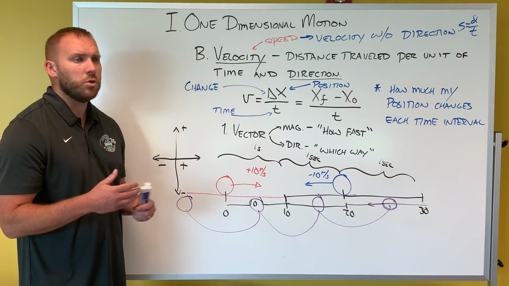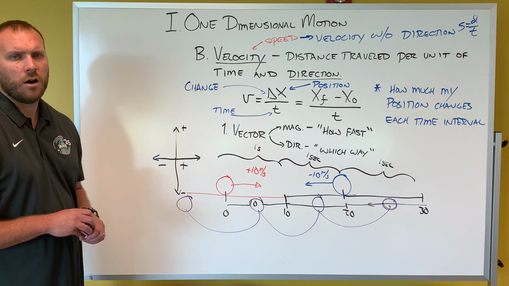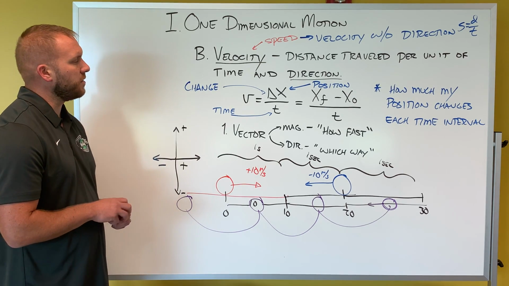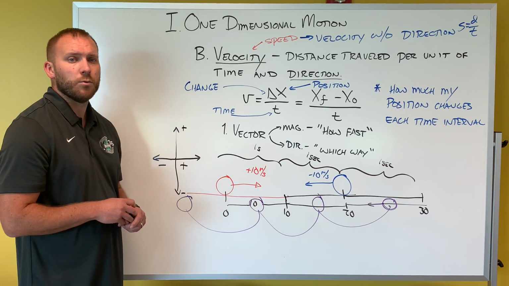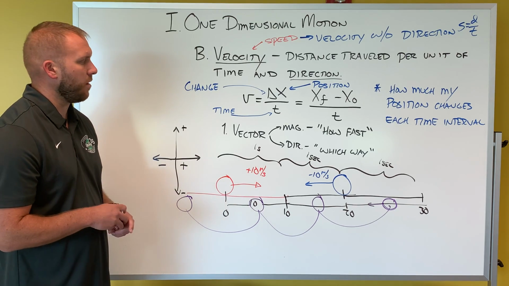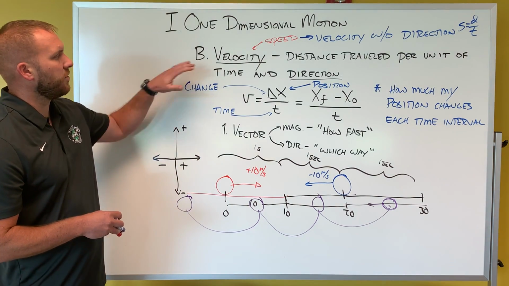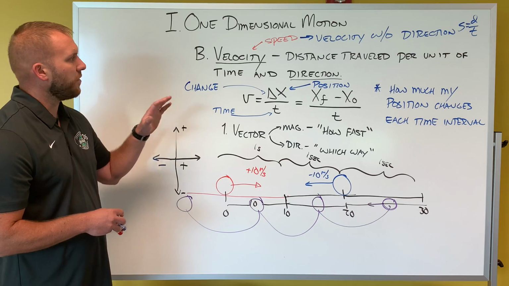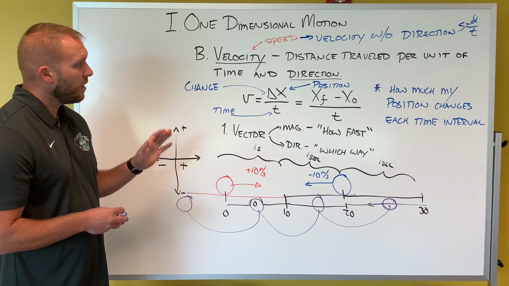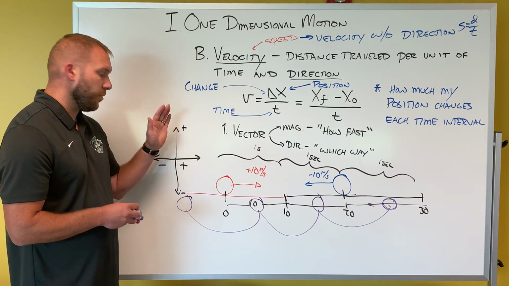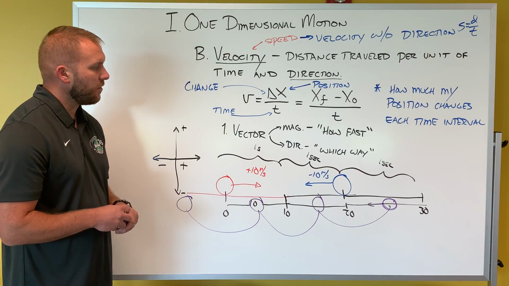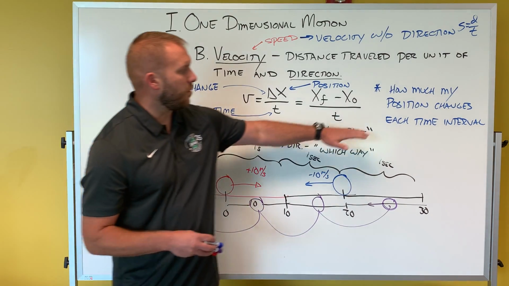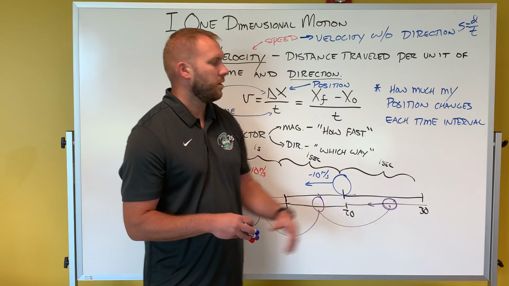What we'll do in the future is look at how we can graph velocity on a position-time graph or on a velocity-time graph, or how we can actually read velocity from an acceleration-time graph. But for now, we just need to understand the basic idea that if something is traveling with a velocity, it is moving either left or right, up or down, depending upon the direction, as well as how it can tell us how much our position changes for each time interval.